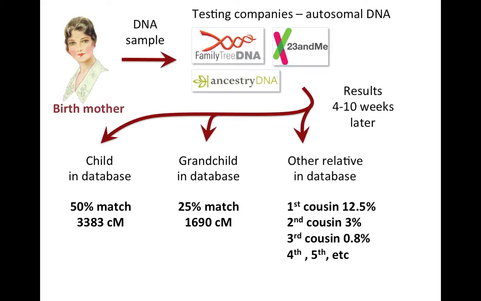And if there were other relatives of hers in the database, like a first cousin, a second cousin, and so on, then these would come up with varying percentage DNA shared between them. So this can be a way of instantly finding a relative. If the child is in the database and has been sitting there waiting for the mother to come along and test, it may be that you actually cut through all the red tape, all the bureaucracy, all the documentary research, and you could find your child in the space of the 4 to 10 weeks that it takes to process that DNA sample.